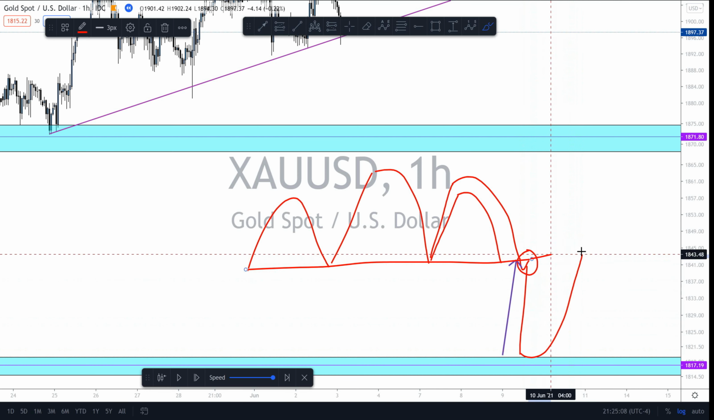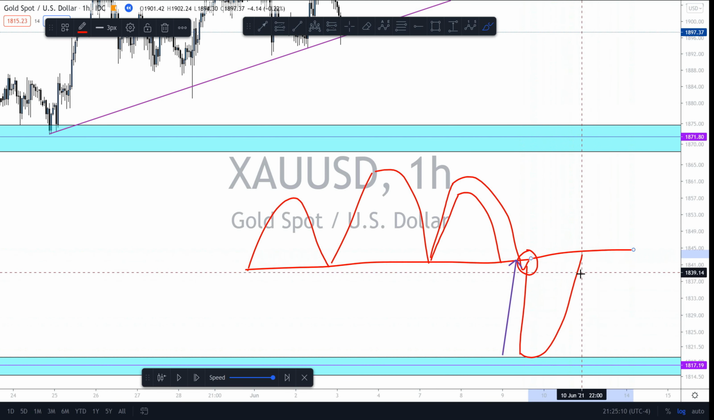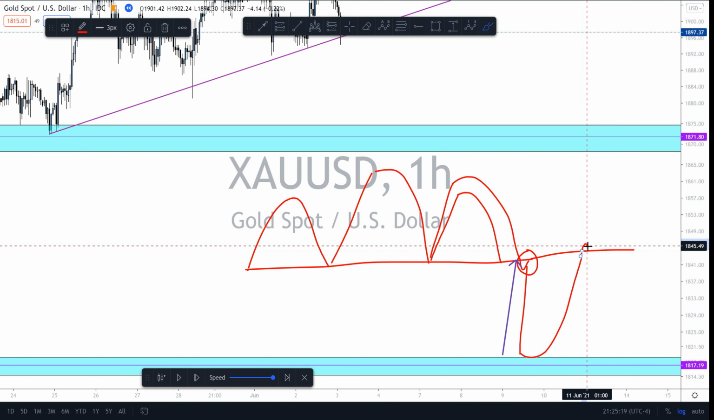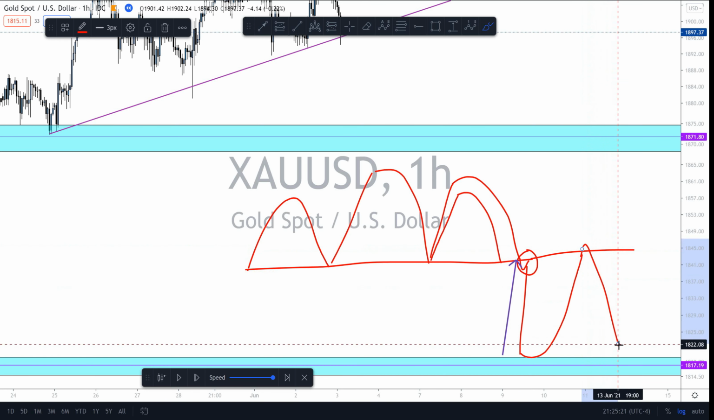So I normally extend out my neckline, and the market tends to pretty much always come very close to the neckline, or basically come and touch that neckline again and find resistance, and either break above it or continue a further jump to the downside.